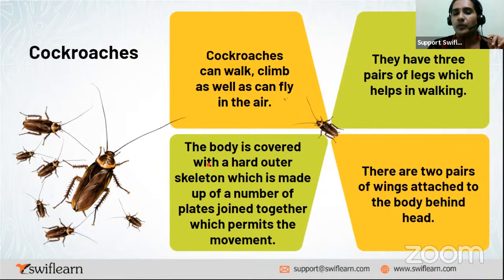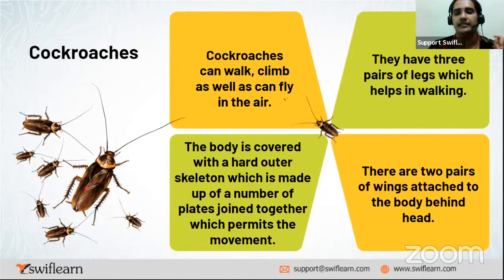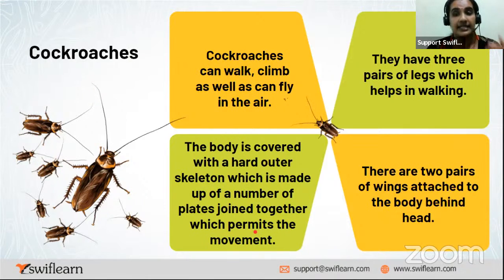The body is covered with a hard outer skeleton, which is made up of a number of plates joined together, which permits the movement. You can see the hard outer skeleton there. And it has 6 legs, that is 3 pairs of legs.